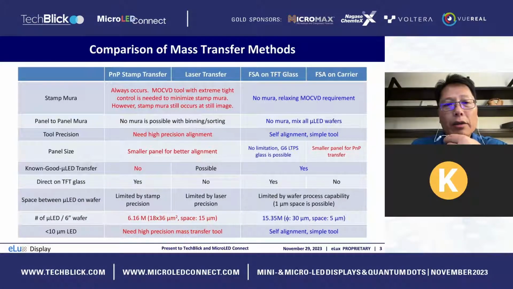Again, for panel size, we can go very big because there's no alignment issue. And the other thing is non-good die or non-good LED transfer, meaning that when we do the transfer, we select the good LED. For FSA, we can remove the bad LED before the fluidic assembly.